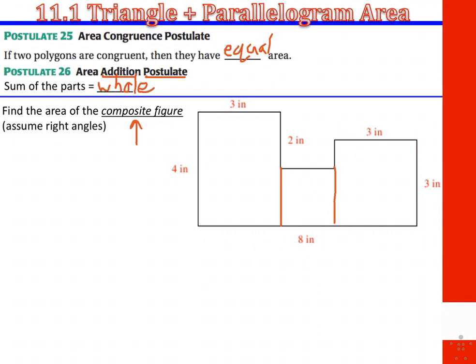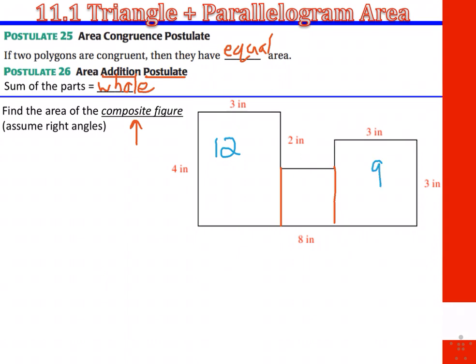Well, I have broken this shape up into basically 3 rectangles. A square is one of those rectangles, but that's beside the point. If I just find the areas of each of these individually, this is a 3x4 rectangle, giving an area of 12. I'll worry about the units later. This one on the right is a 3x3 square, so it has an area of 9.